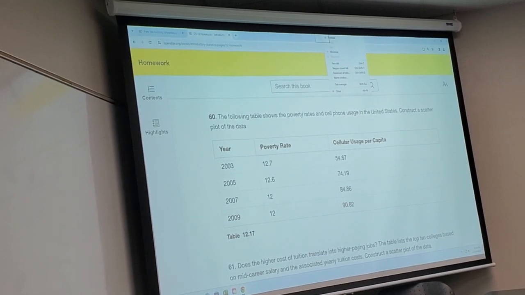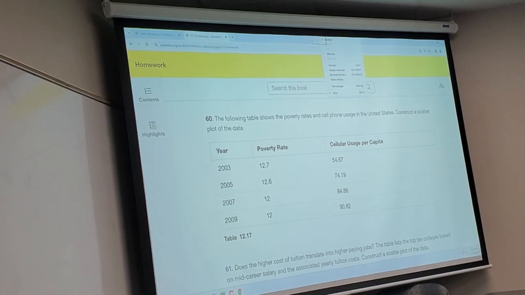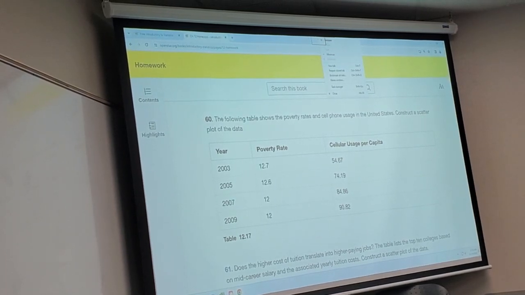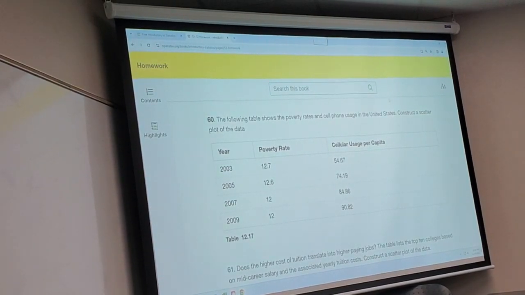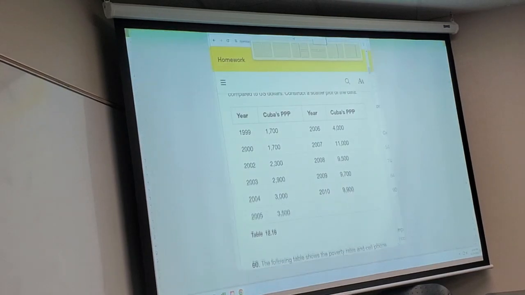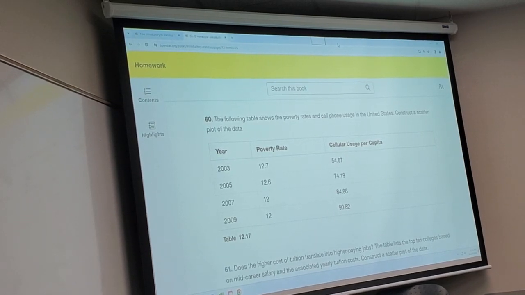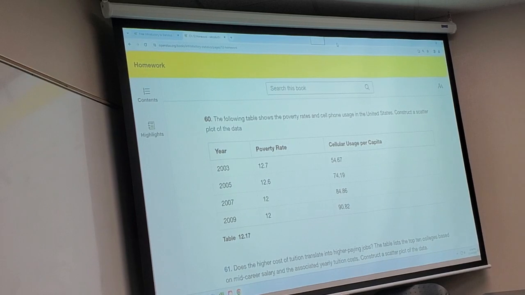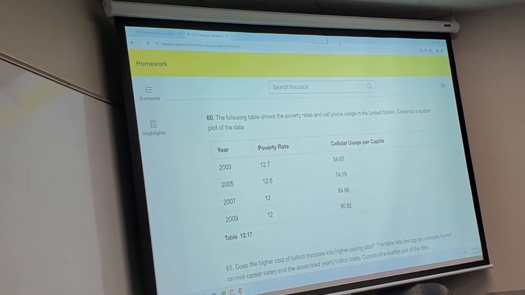Which information is extraneous that we don't need? Can you tell? Look at the first sentence. What data are they focusing on? Yes, poverty rates and cell phone usage. So what did they give us that we don't really need? Year. Okay, good. That's just extra information they gave just to mess you up.